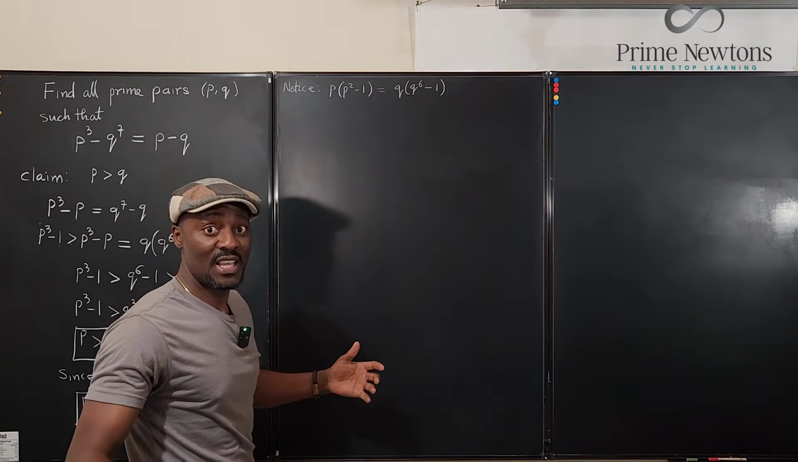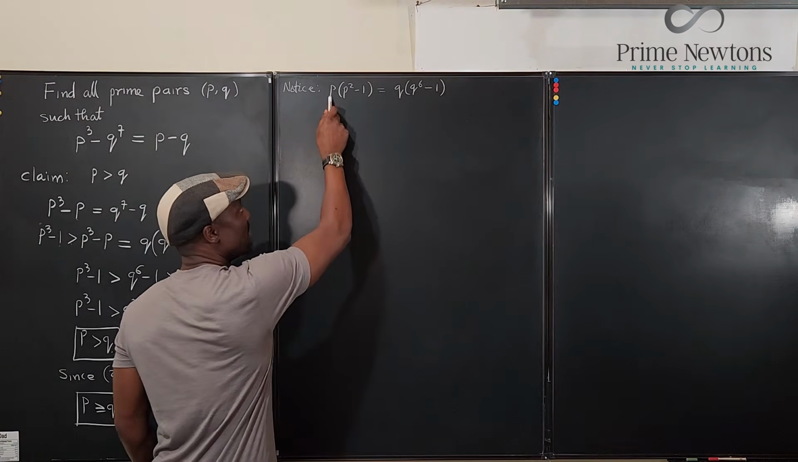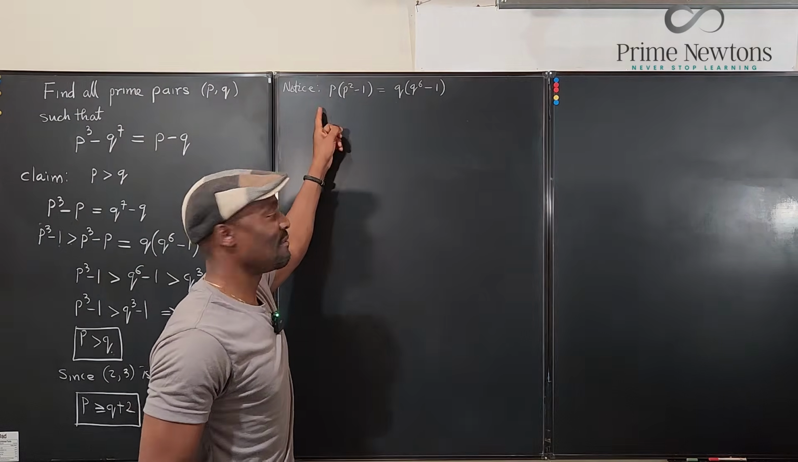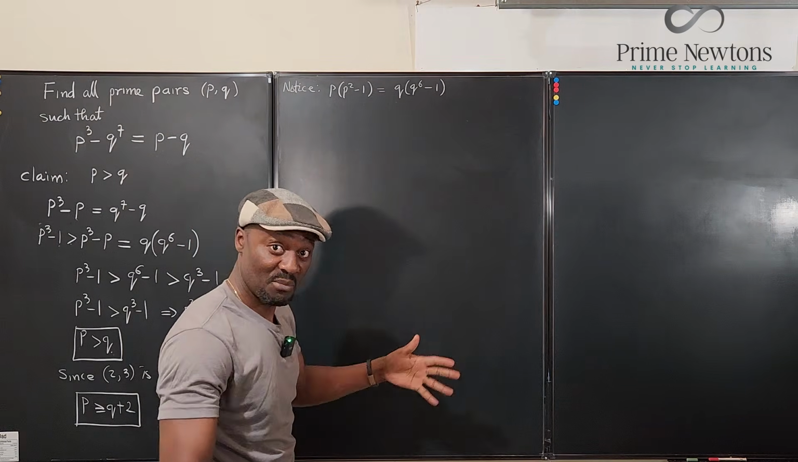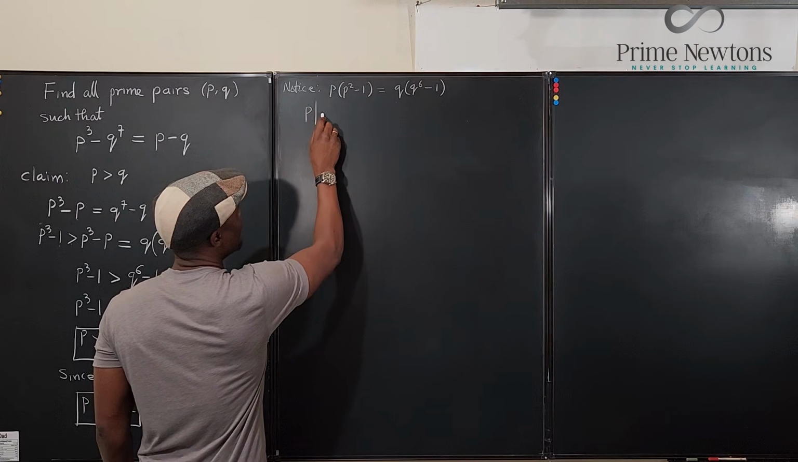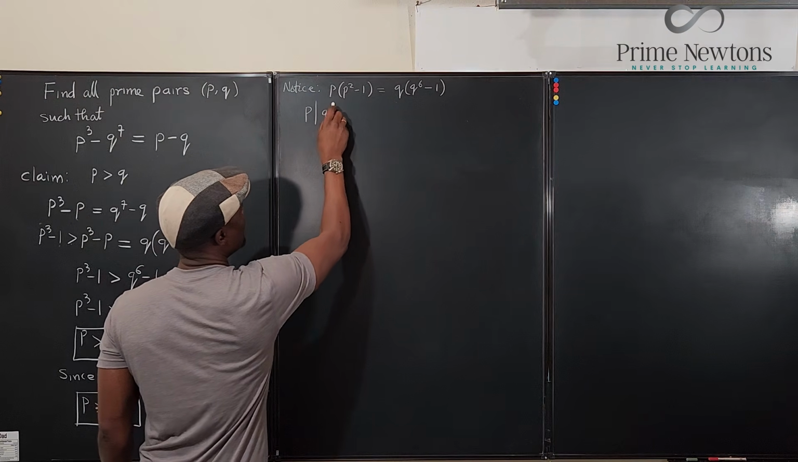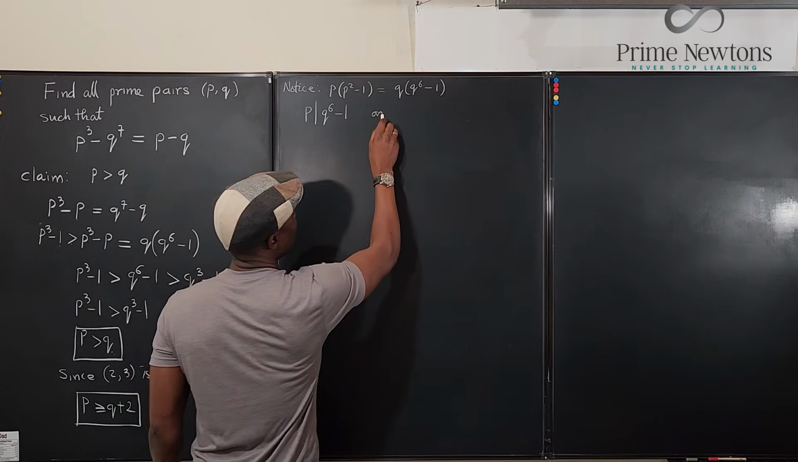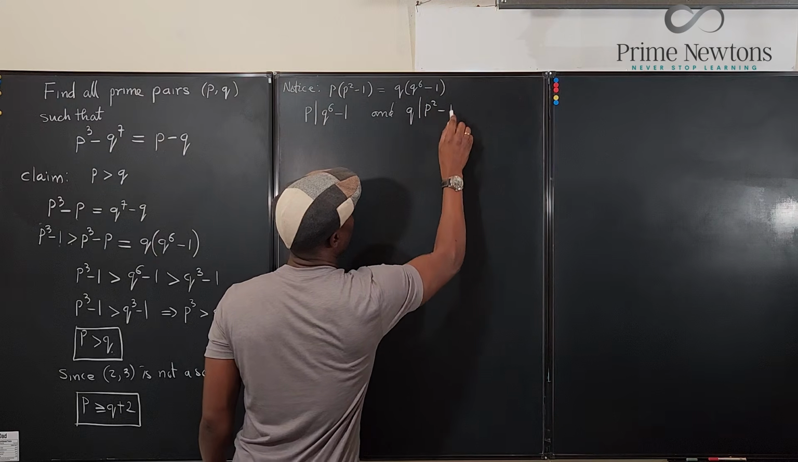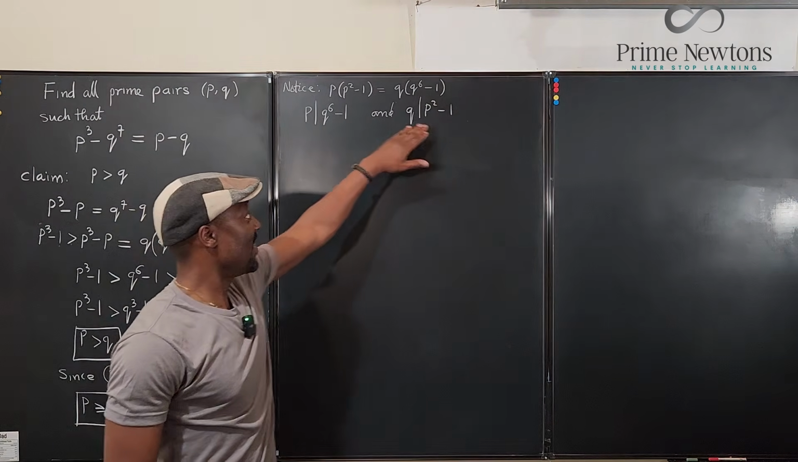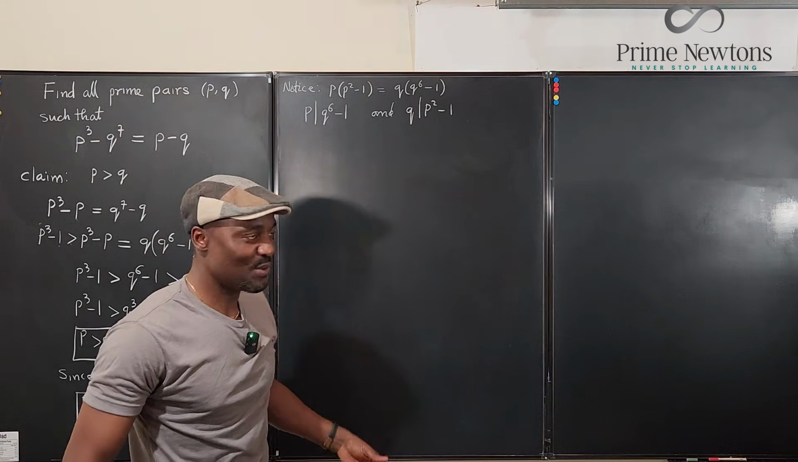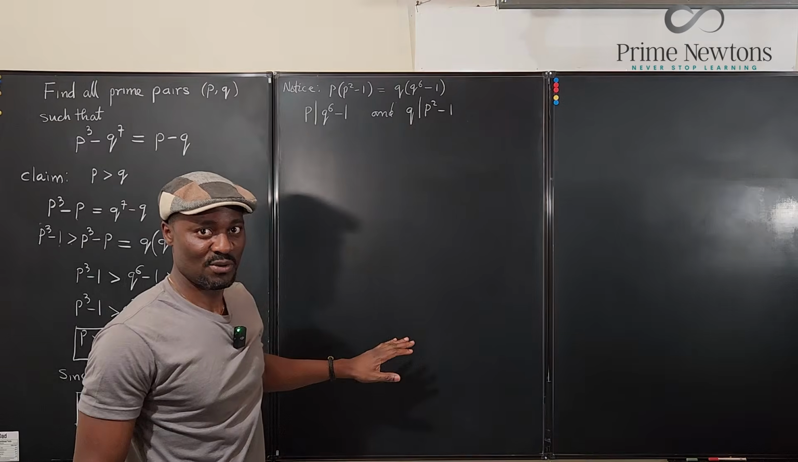So, because they're not equal, q cannot divide p because p is prime. And p cannot divide q because q is less than p, okay? A number cannot divide a number less than it. So we must say p divides q to the 6th minus 1, and q definitely divides p squared minus 1. By the nature of the primeness of p and q, these two facts must be true.